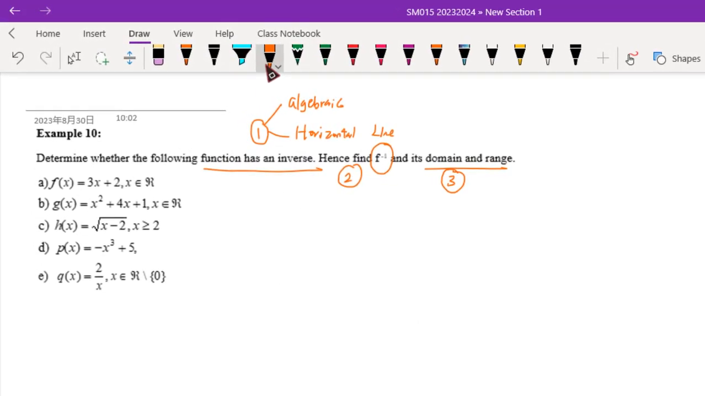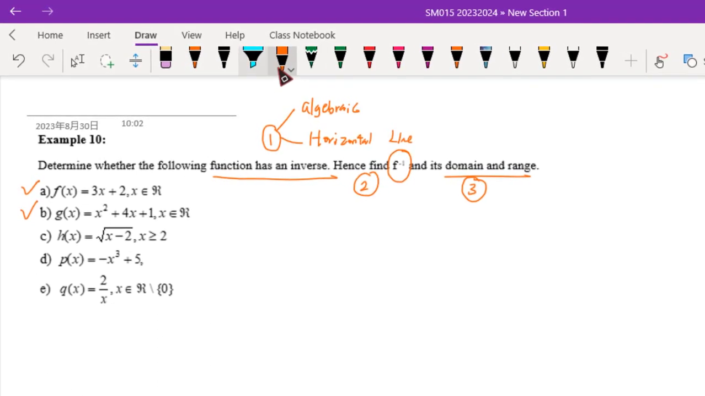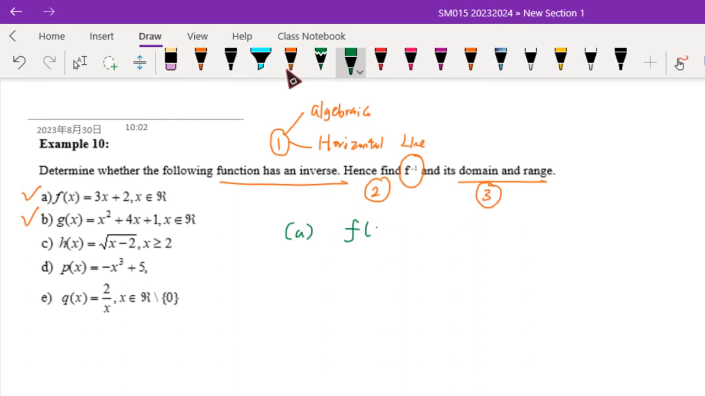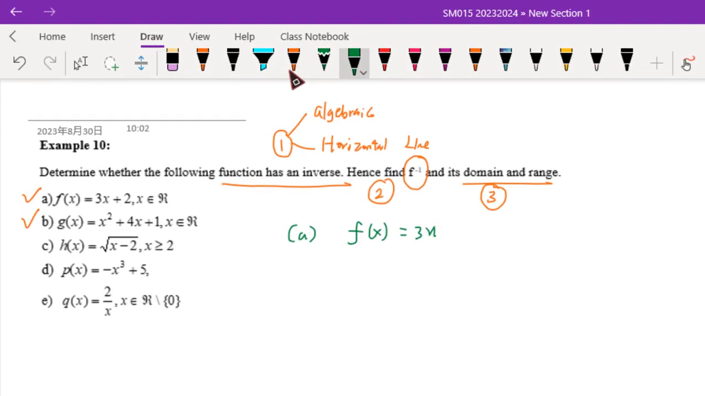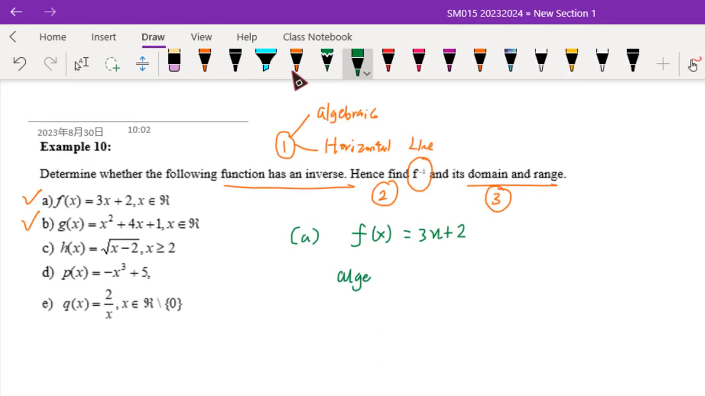Okay, so now we're looking at question A and question B. So how are we going to solve it? For question A, the function is a linear function, which is 3x plus 2. In order to show this is a one-to-one function, the easiest way is using the algebraic approach, or what we call the algebraic method.